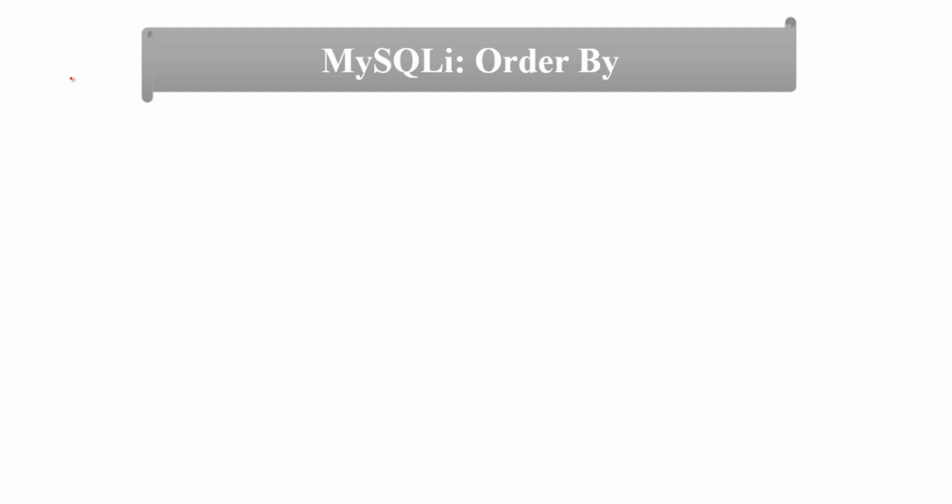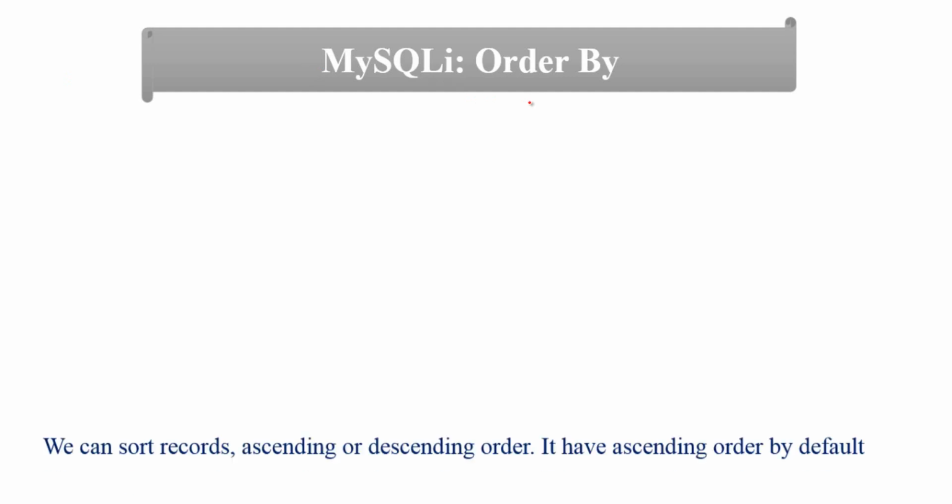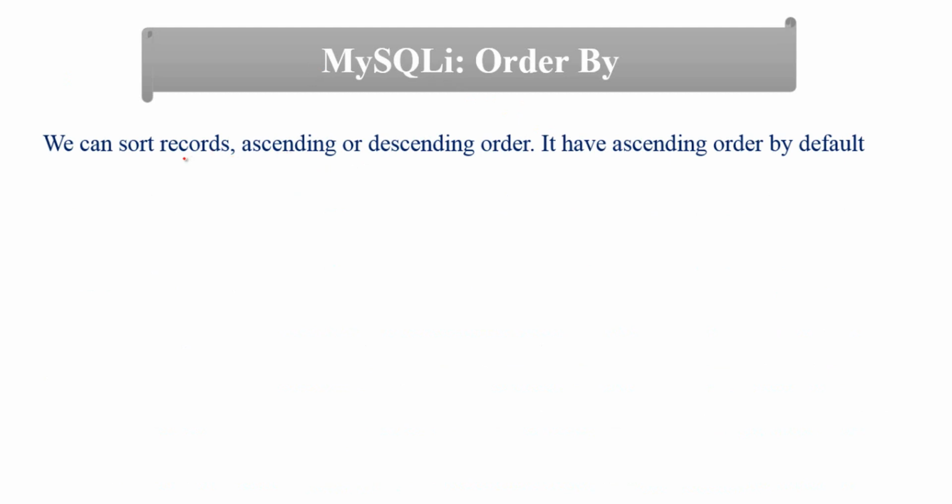Hi guys, in this class we will discuss the MySQLi ORDER BY keyword, how you can use an ORDER BY keyword in a MySQLi query. We can sort records in ascending or descending order. It has ascending order by default. So if you want to get records in ascending or descending order, we use the ORDER BY command.